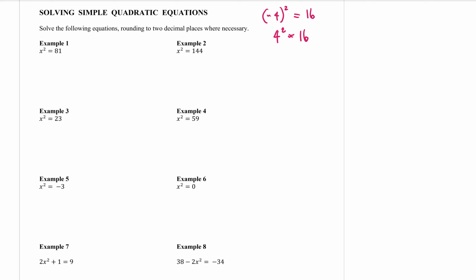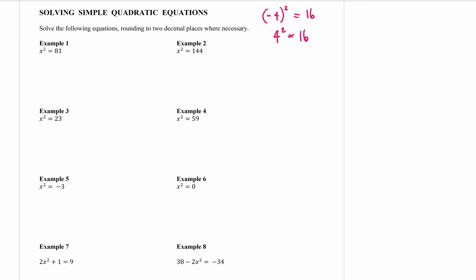Okay, so what we're actually doing is we're going in reverse. I am going to be saying that something squared is equal to 81, and I want to go back and find out what that x would have been, which would have been the +4 or the -4.